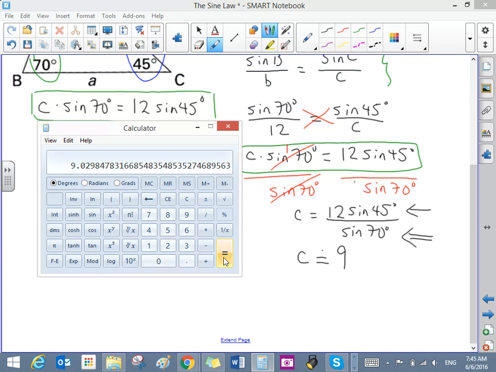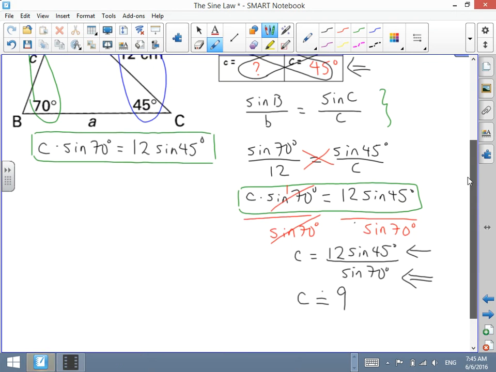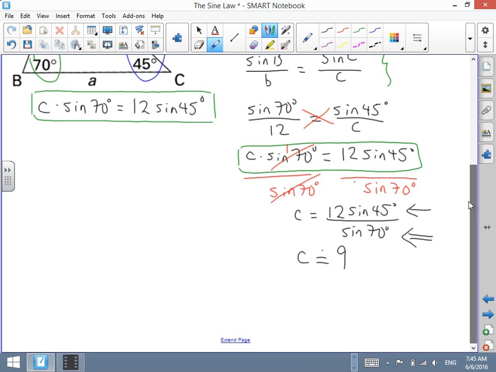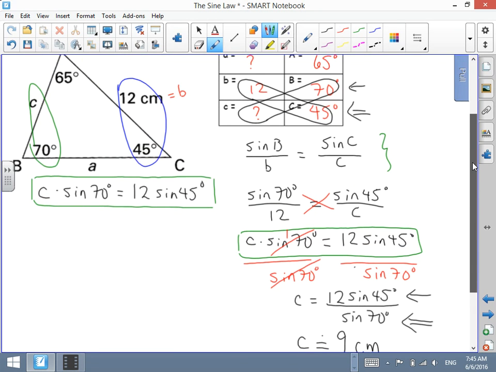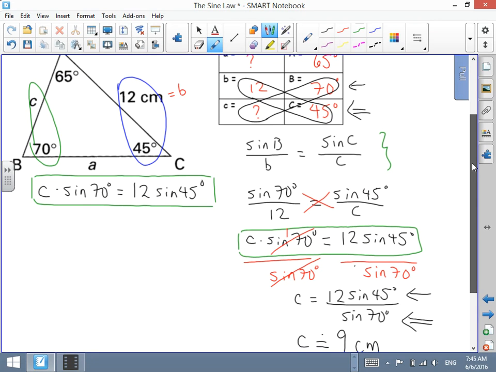Okay, so in this case, I don't think any measurements were given. Oh, there were centimeters. So we have about 9 centimeters in terms of the length of side A. Okay, and that's specifically how you operate with the sine law.